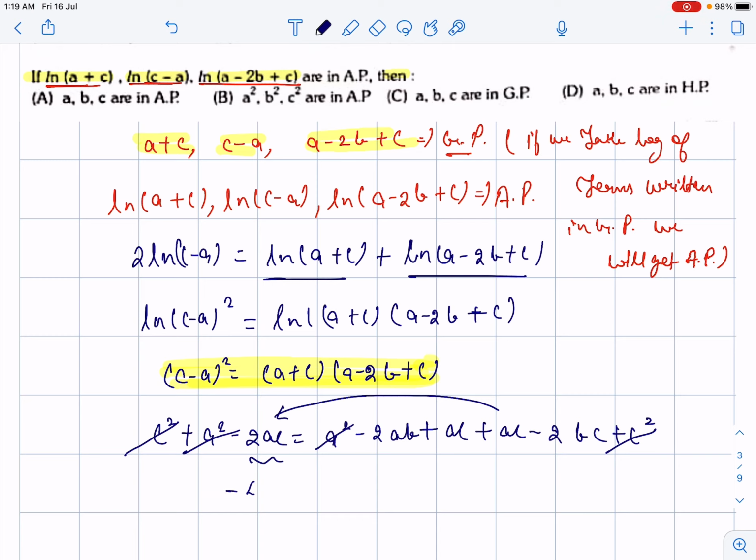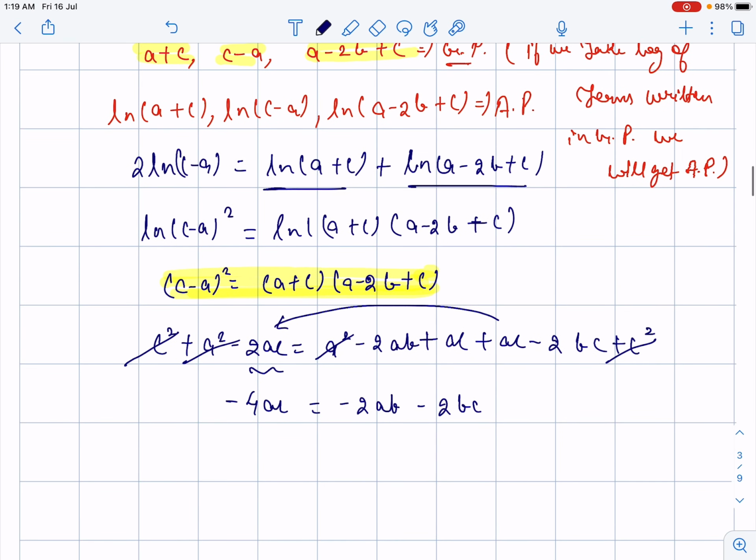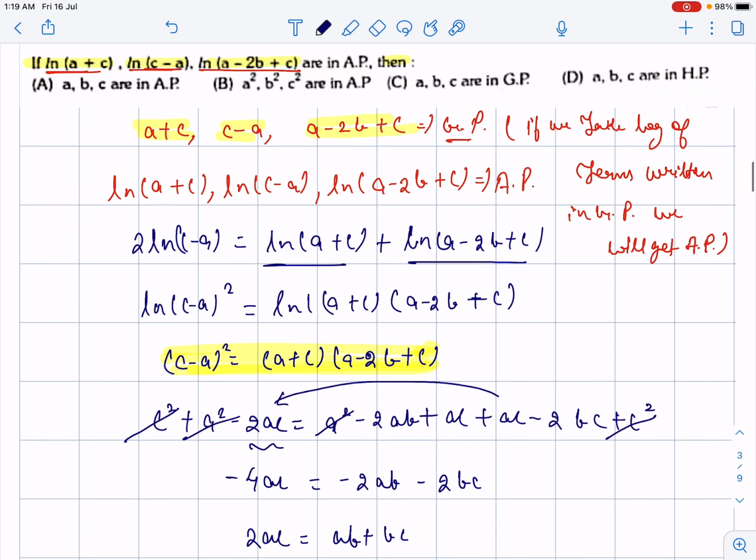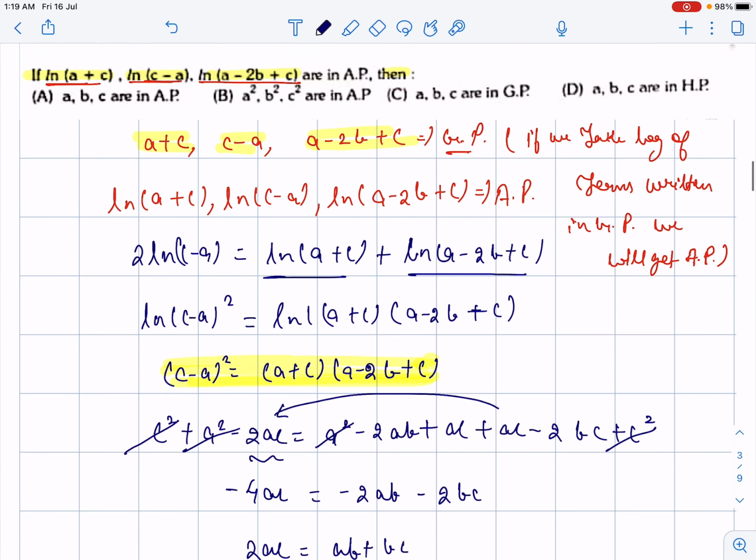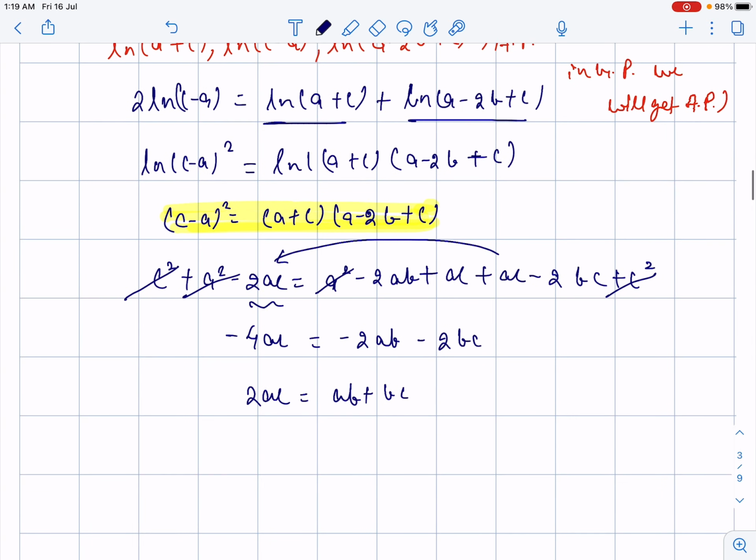When 2ac is brought with positive sign from the right hand side, that will become minus twice ab minus twice bc. Now proceeding further, I can divide it by minus sign and 2, so that becomes 2ac is equal to ab plus bc. Now do we have any option like this? We don't have any option, so let's divide it throughout by abc. So it will become 2 by b is equal to 1 upon c plus 1 upon a.